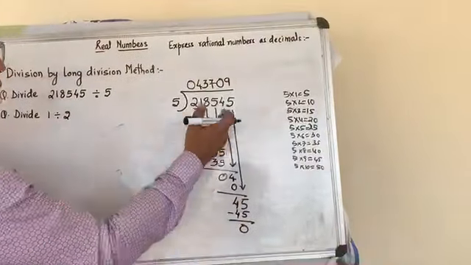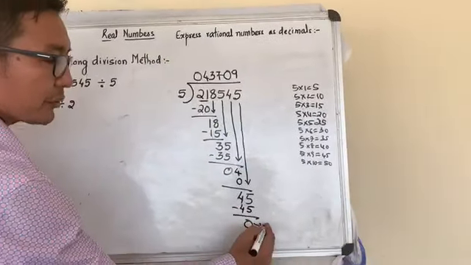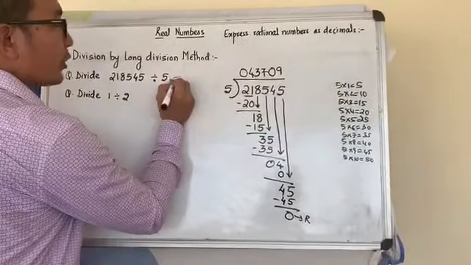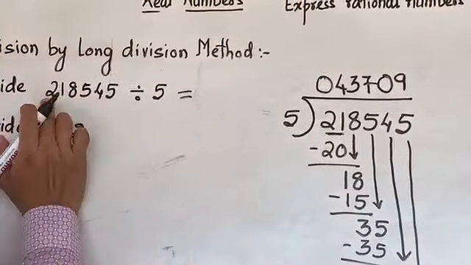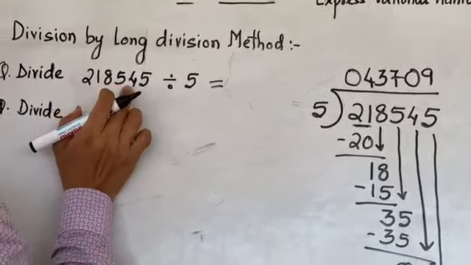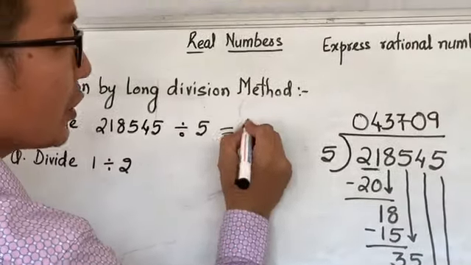Therefore this is the remainder and the answer: 21845 divided by 5 is 4369.